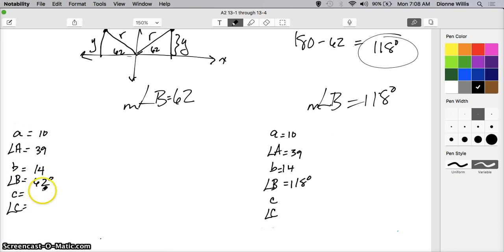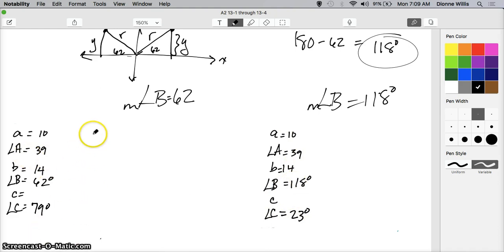So since this is 39 and this is 62, what we're going to have to do is calculate angle C. And so clearly angle C would be 79 degrees here. And over here, if we're calculating the same thing, we would end up with a C value of 23 degrees. And so, you know, that's just getting the sum of the three angles.